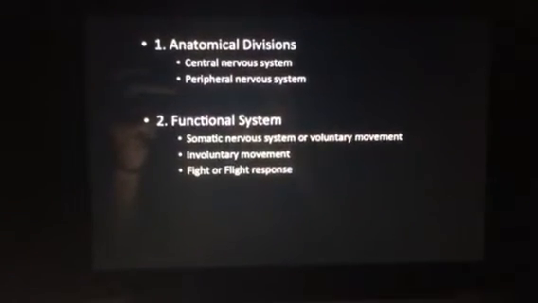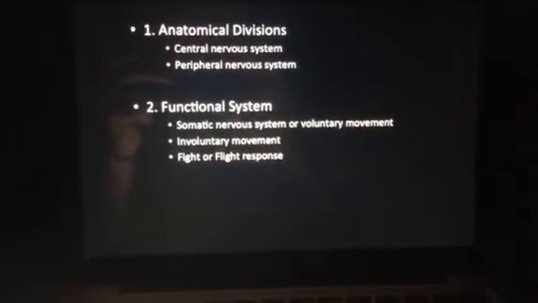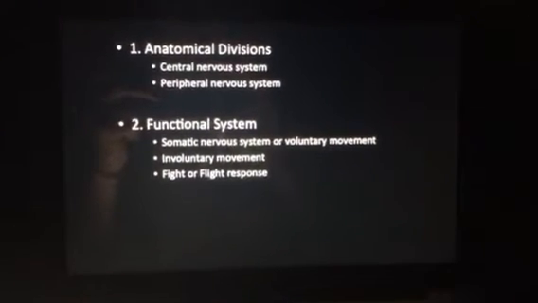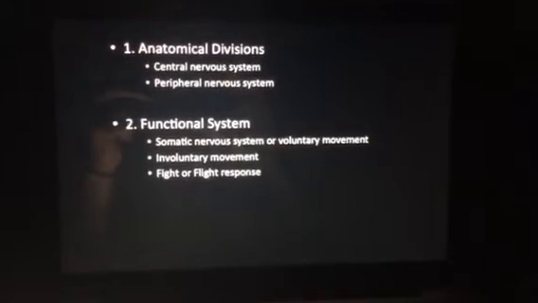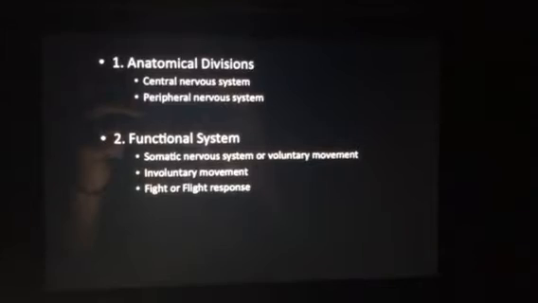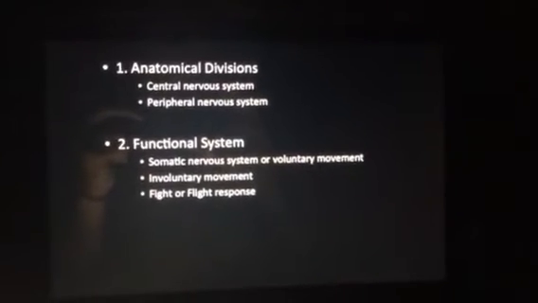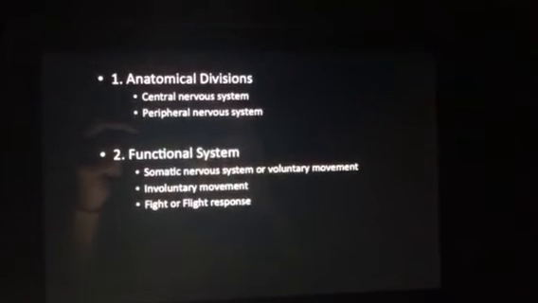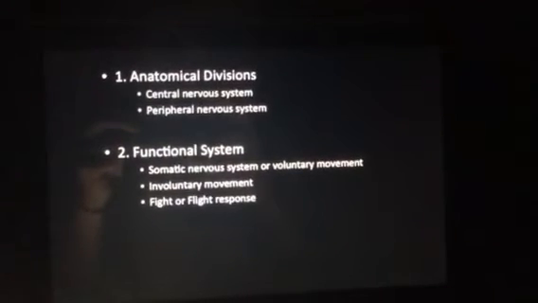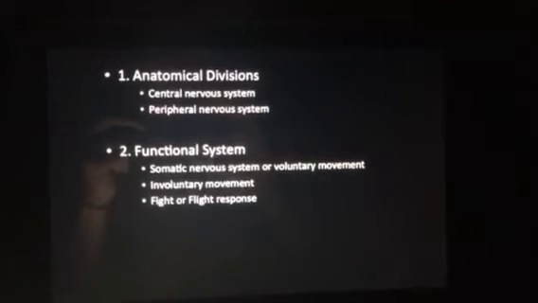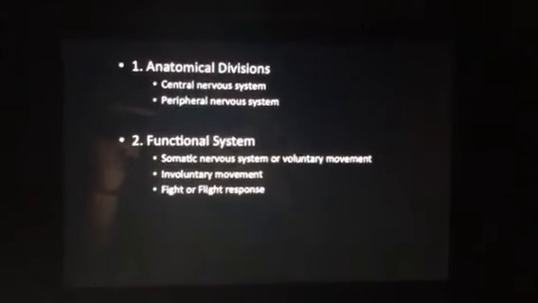The nervous system is broken down into two main parts. The anatomical division, which contains the central nervous system, the brain and the spinal cord, and the peripheral nervous system, everything outside of the brain and the spinal cord. The second part is the functional system, which has the somatic nervous system, or voluntary movement, and the autonomic nervous system, involuntary movements and the fight or flight response.